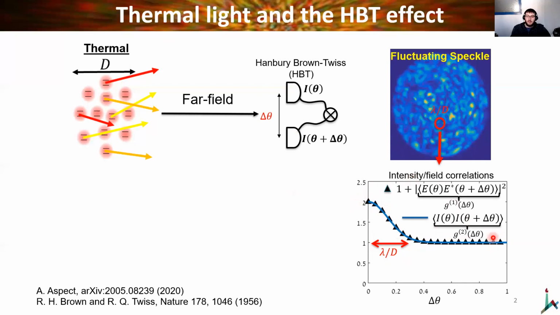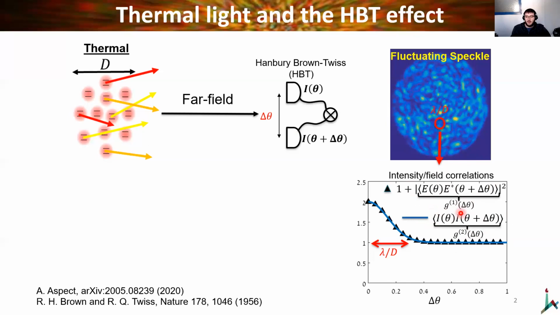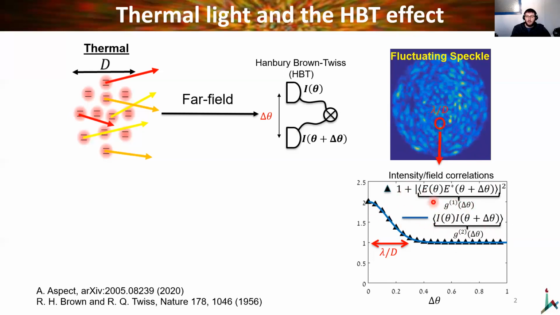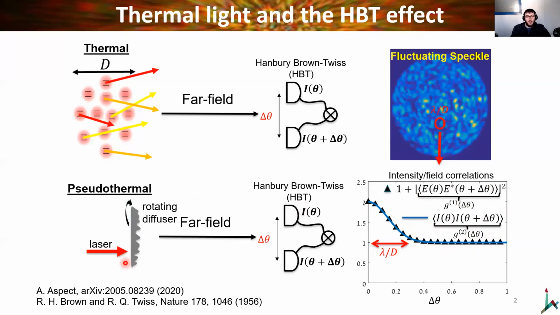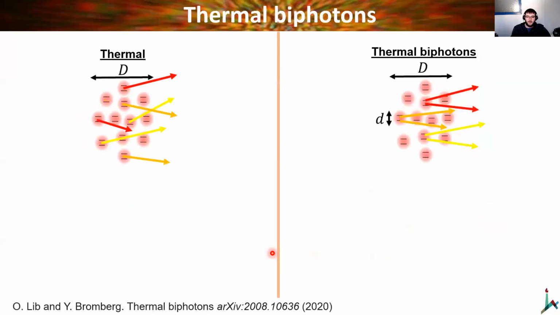It's important to note that for thermal light, we have the Siegert relation, which relates the second order coherence function G2 to the field correlation, or first order coherence function G1, so that G2 equals 1 plus the absolute value of G1 squared. In the lab, one typically uses a so-called pseudo-thermal light source, consisting of a laser shining on a rotating diffuser, which randomizes the different phases. And the same HBT effect will appear.